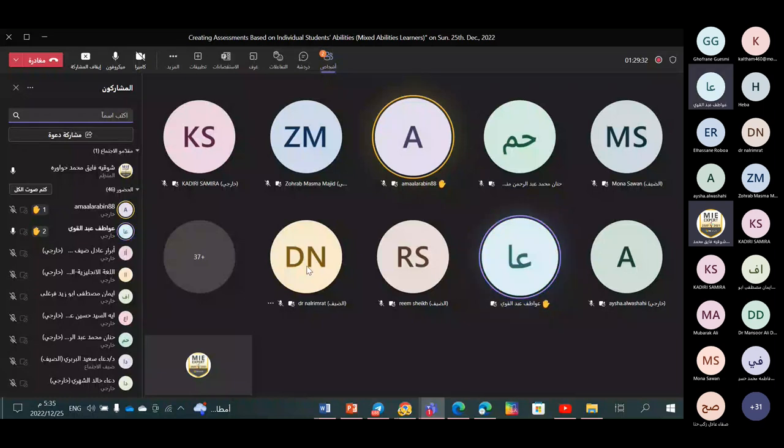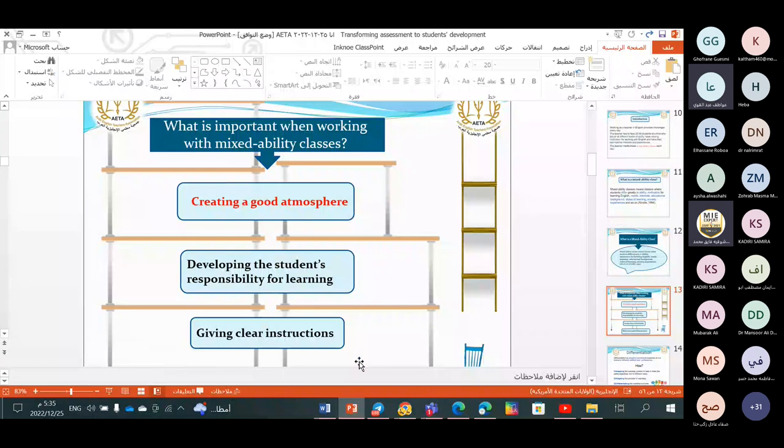Can you go back to the, yeah. So yes. Developing the students' responsibility for learning. Yeah, I think we can engage the students in group work, in project work with his colleagues in order to give him leadership in the group or something that will be responsible for a task, yes. A project work, role play, a quiz, something that makes him engaged and involved in the instruction.